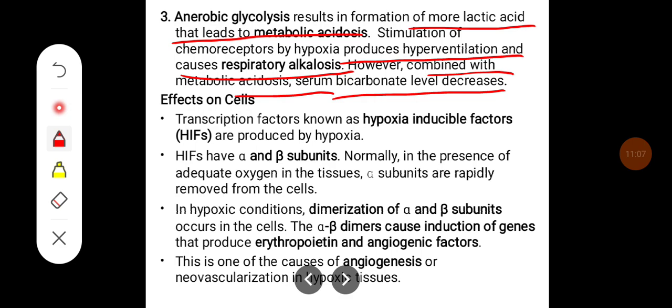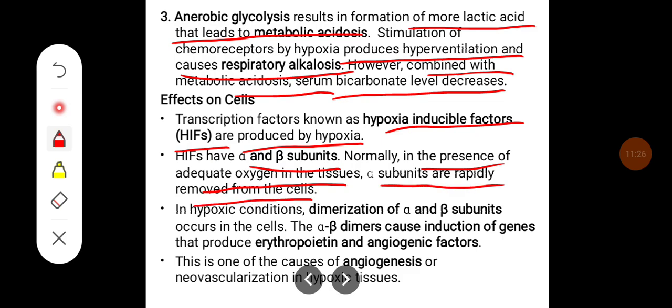Its effects on the cells. The transcription factors known as hypoxia inducible factors, HIFs, are produced by hypoxia. HIFs have alpha and beta subunits. Normally, in the presence of adequate oxygen in the tissue, alpha subunits are readily removed from the cells. In hypoxic condition, dimerization of alpha and beta subunits occurs in the cells. The alpha and beta dimers cause induction of genes that produce erythropoietin and angiogenic factors. So this is one of the causes of angiogenesis or neovascularization in the hypoxic tissues.